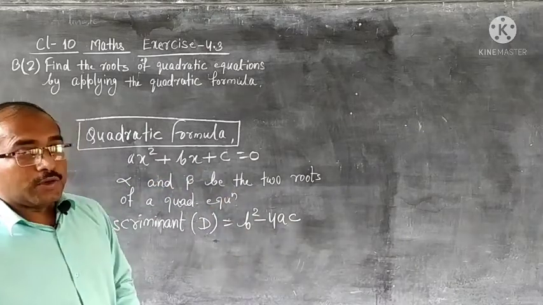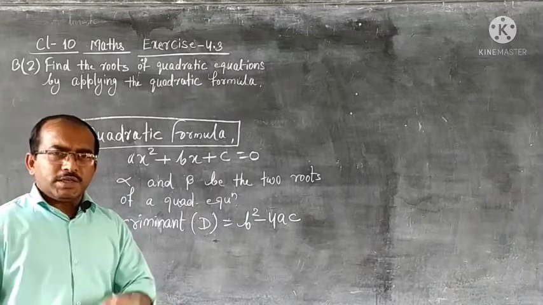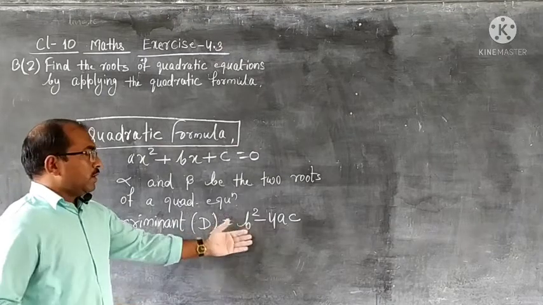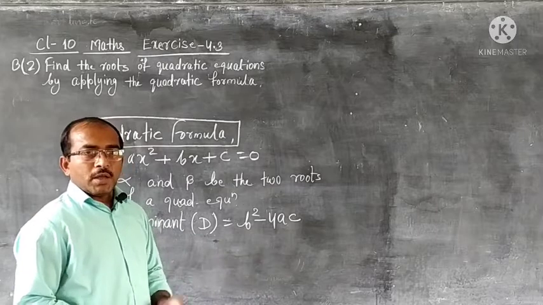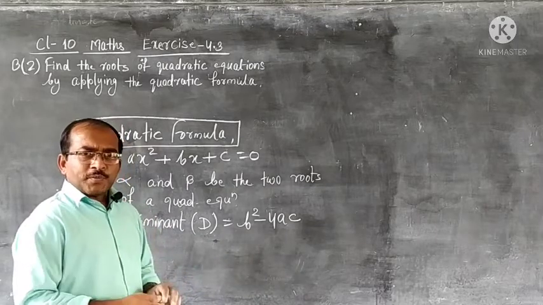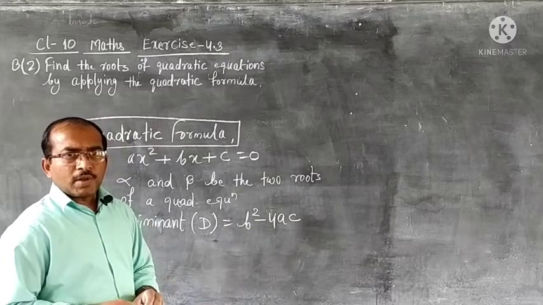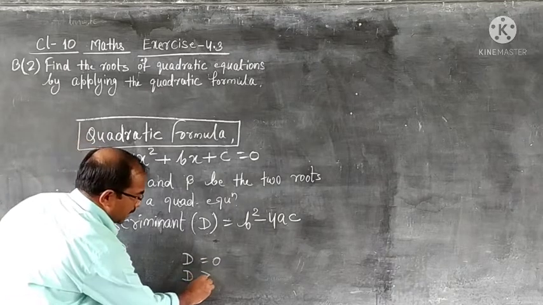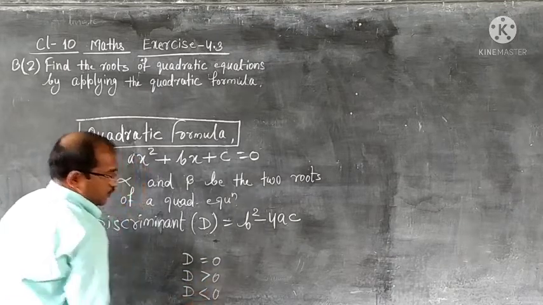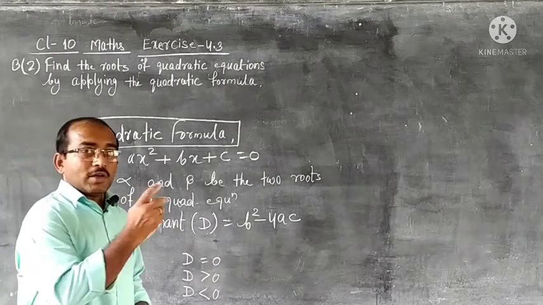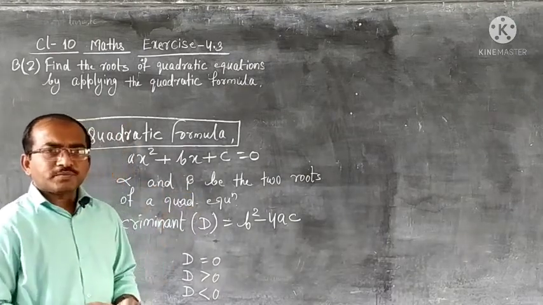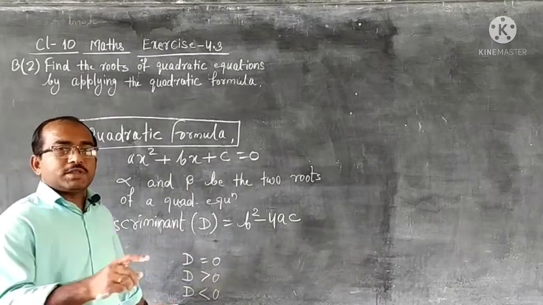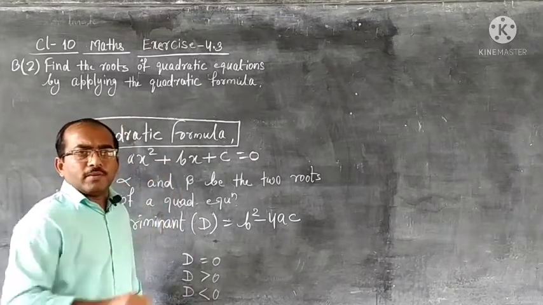So, if we are going to apply the quadratic formula, first we will calculate D, that is the discriminant. It is a name only. Its value will be given by b square minus 4ac. Then we will have three conditions: D may be equal to 0, or D may be greater than 0, or D may be less than 0. That is what I was telling you about the roots. This discriminant will tell us what kind of roots the particular quadratic equation will have.